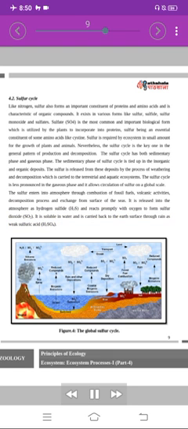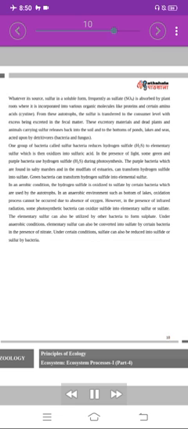Figure 4. The global sulfur cycle. 9. Whatever its source, sulfur in a soluble form, frequently as sulfate, SO4, is absorbed by plant roots where it is incorporated into various organic molecules like proteins and certain amino acids such as cysteine. From these autotrophs, the sulfur is transferred to the consumer level, with excess being excreted in the fecal matter.